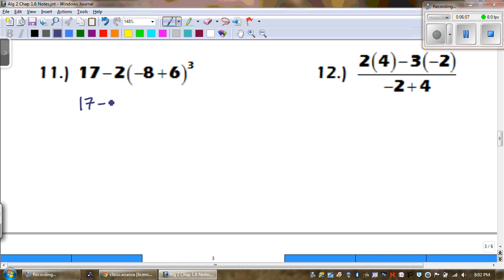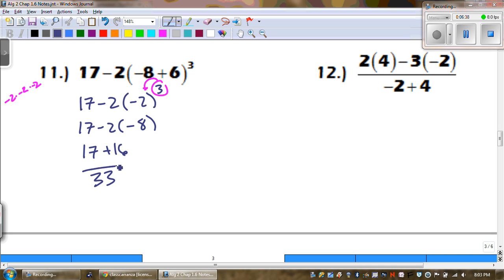Okay, once again, we have to do what's inside the parentheses first. -8 plus 6 gives us -2. And now that's -2 times -2 times -2. We have 3 negatives, so it stays negative. And -2 times -2 times -2 gives us -8. -2 times -8 gives me +16. And then you can add those guys up to get +33.